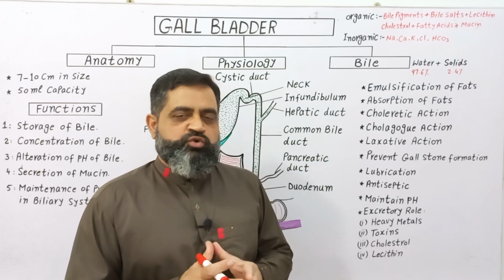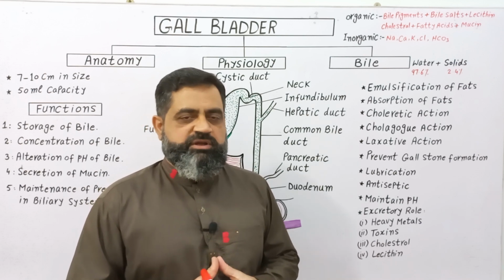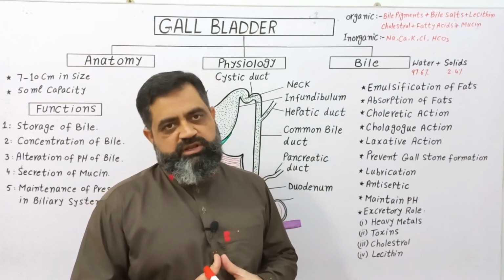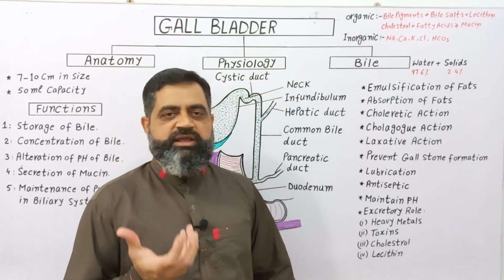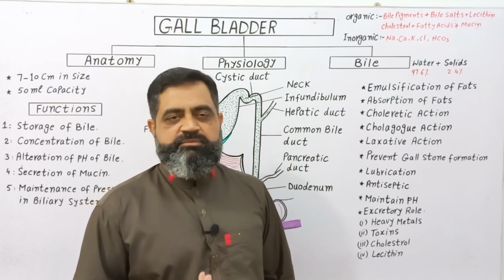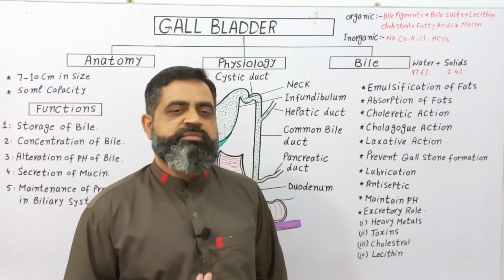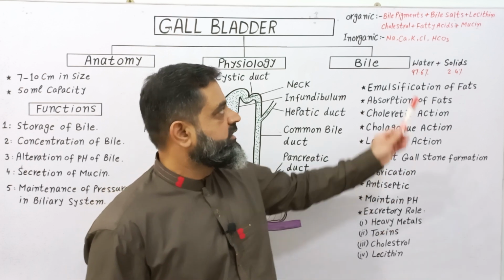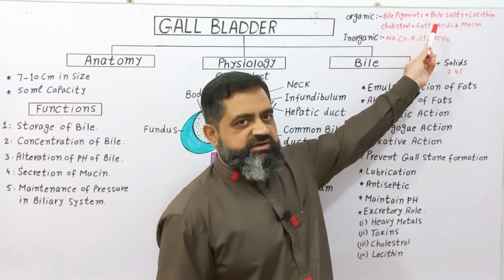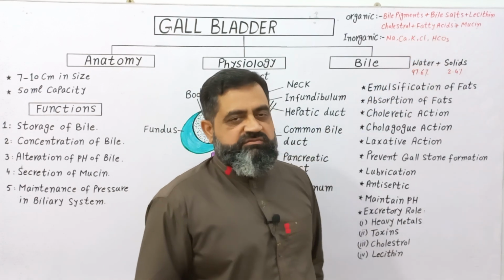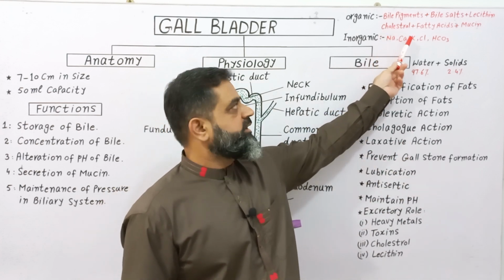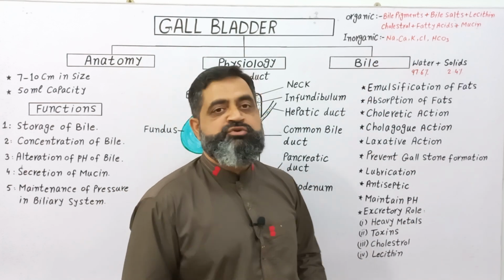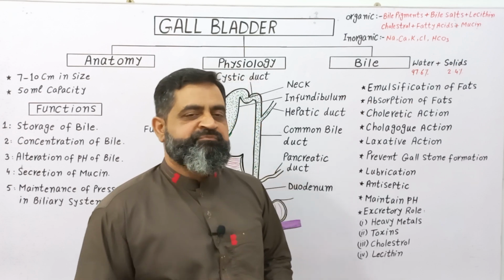In solids, which are 2.4%, there are two types of chemicals, organic chemicals and inorganic chemicals. If we look at the composition of organic chemicals, it includes bile pigments, of which the main bile pigment is bilirubin, which is the end product of breakdown of red blood cells. It also contains bile salts, lecithin, which is a type of lipid, cholesterol, which is also a type of lipid, fatty acids, and mucin, which acts as a lubricant.